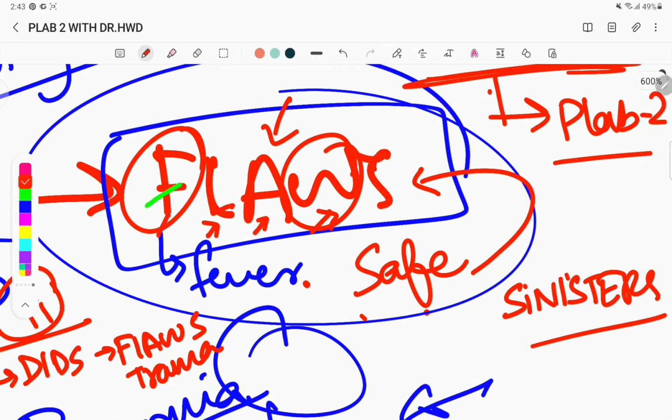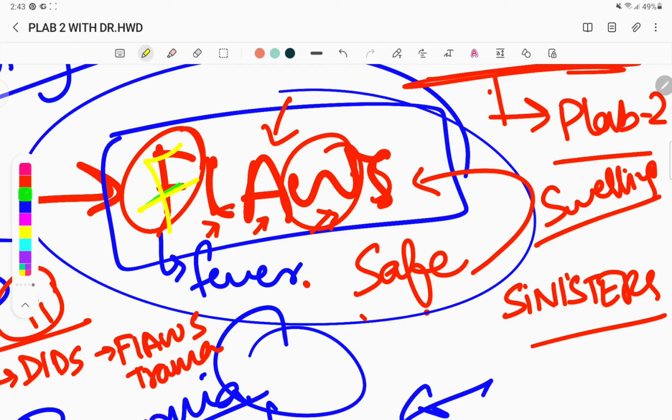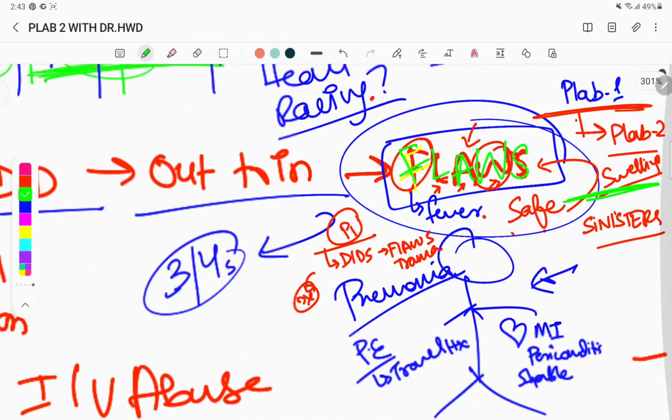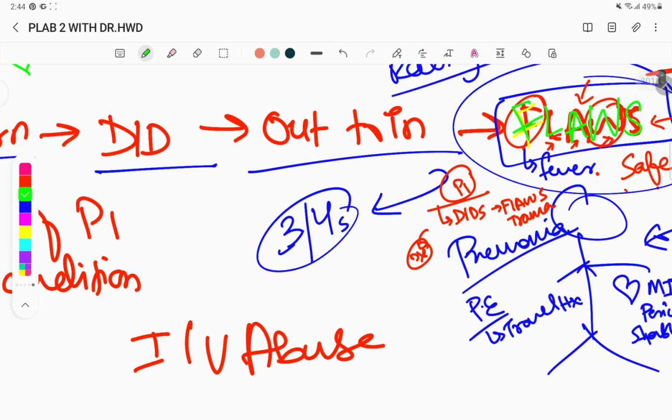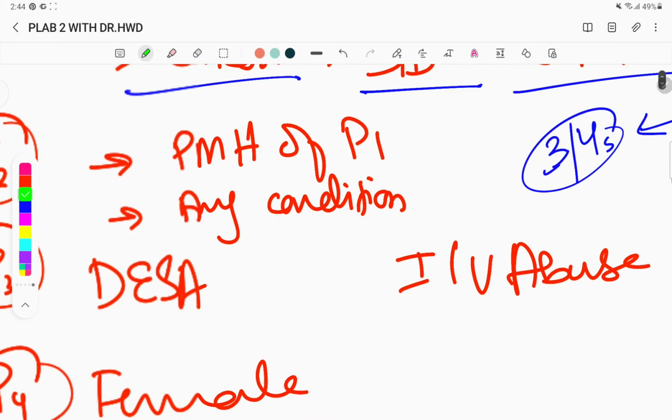Then you have to ask about fever, lethargy, appetite, weight loss, and swelling. Are you having any lumps and bumps in your body? So fever, lethargy, appetite loss, unintentional weight loss, and swelling anywhere in the body. This is where you're trying to show them that you are a real doctor and you're very concerned about them.